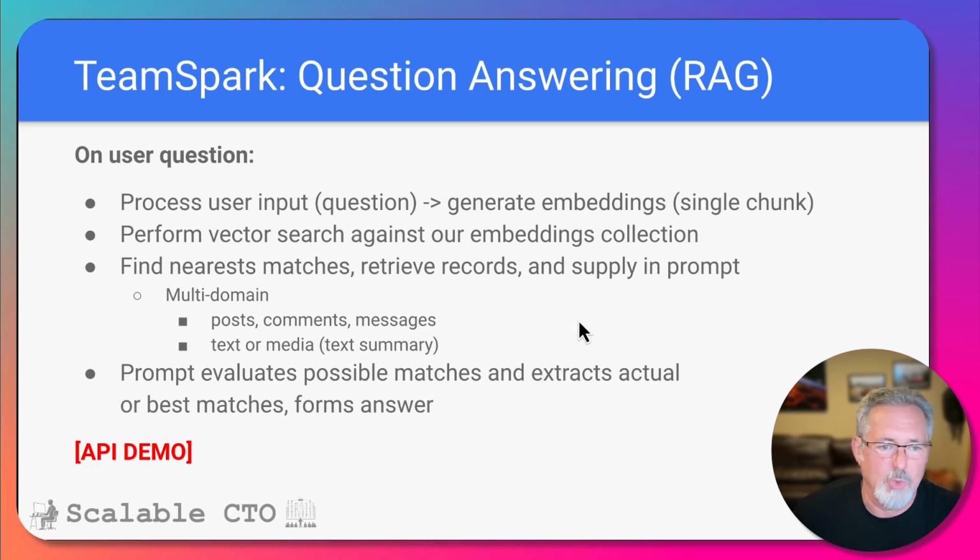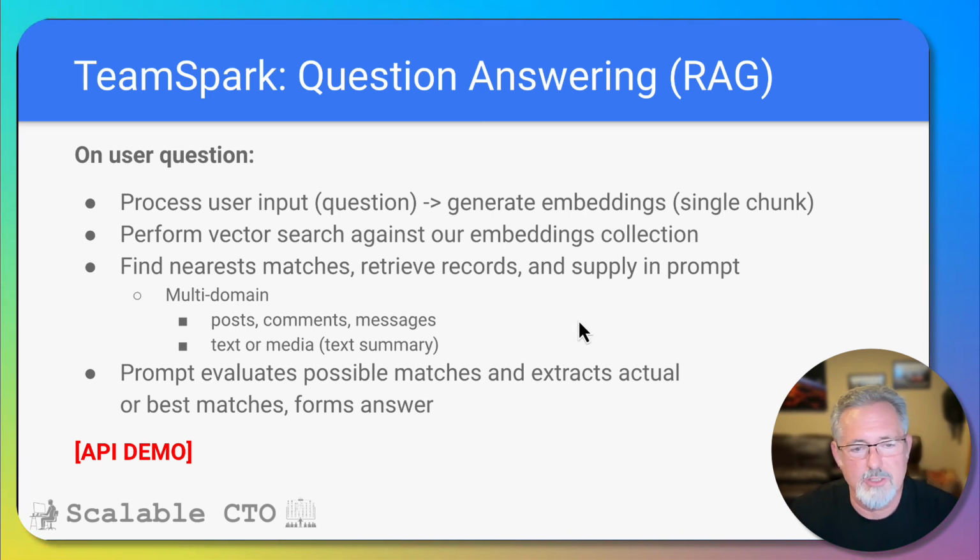And then when the user asks a question, we go through a similar process where we take the question, and we do a little bit of text processing to come up with the semantically meaningful chunk. In this case, we're going to generate a single chunk, regardless of how long the question is, because we're trying to find something that's semantically related to whatever the user asked. And then we're going to perform a vector search against our embeddings collection to find the nearest matches semantically, the nearest matches in meaning to the thing that the user is asking about.